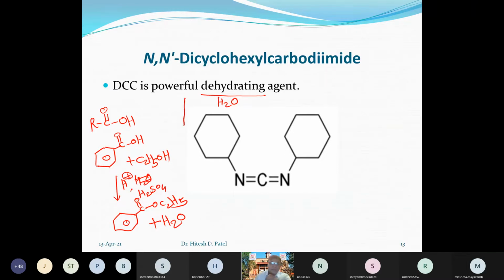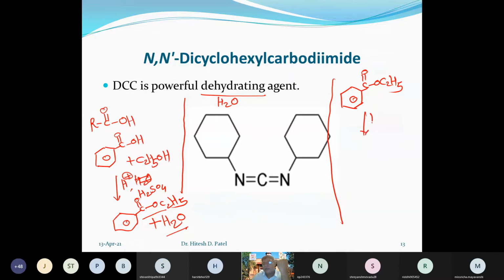So this is one side of the reaction. Our target is to prepare ethyl benzoate. We initiate the reaction with benzoic acid plus ethanol in acidic condition, with sulfuric acid present. We get ethyl benzoate plus water as a byproduct. On the other side, suppose we have the ester, ethyl benzoate. If you want to hydrolyze it, what do we require? Hydrolysis means water.